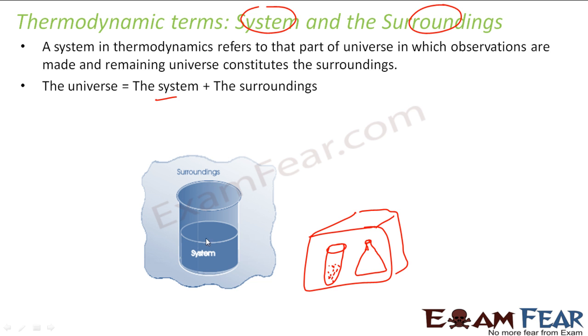So system is the place where I'm doing experiments. For example, in this beaker, in this test tube, in this flask, this becomes my system. The surrounding is the place, your room, anything other than system is surrounding. So technically it is the whole universe minus system, but we don't take the whole universe, we generally take the room or the lab where the experiment is going on.